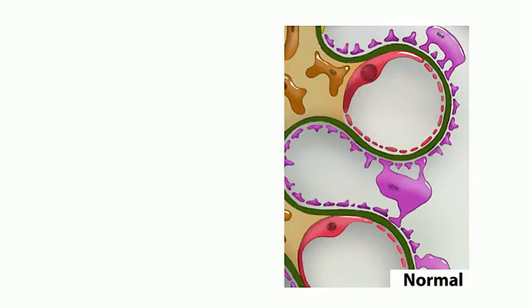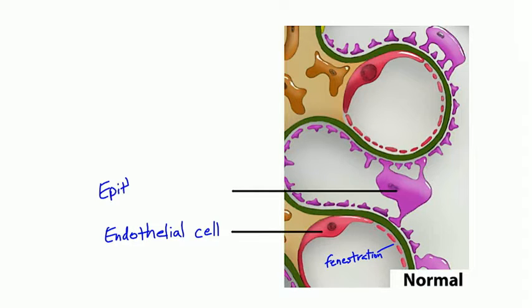This is a drawing of a normal glomerulus. And I want to start by orienting you to the different parts so that when we look at the abnormal ones, you know what you're looking at. These pinkish red cells are the endothelial cells of the glomerular capillaries, which have fenestrations that allow plasma to be filtered. The purplish cells are the epithelial cells with podocyte foot processes, nice uniform foot processes.